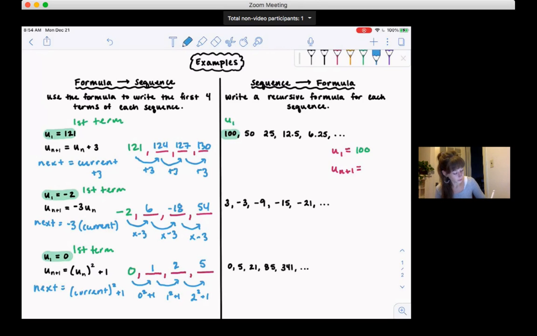So 100 to 50, I'm subtracting 50 or dividing by 2, right? And then 50 to 25, subtracting 25, so I'm not subtracting the same number every time, but 50 to 25, I am dividing by 2. So we could say we're dividing by 2 or multiplying by 1/2, right? 100 to 50 times 1/2, 50 to 25 times 1/2. Let's try it again. 25 to 12.5, that is times 1/2.